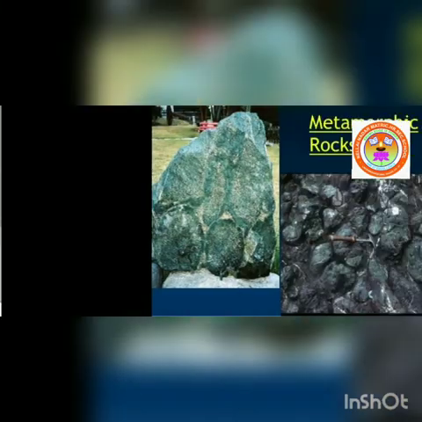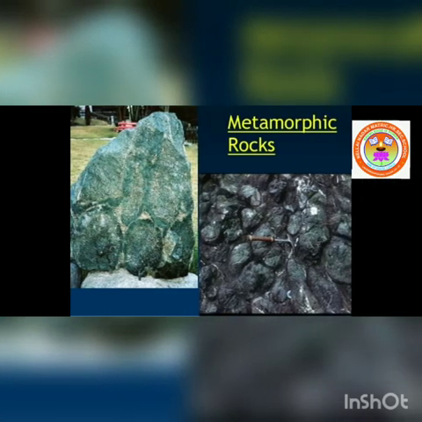Okay, children. Next, metamorphic rocks. The term metamorphic is derived from the word metamorphosis, which means change of form. When igneous or sedimentary rocks are subjected to extreme heat and pressure, they undergo a complete change in their form and character. That is, in course of time, granite may get transformed. Listen children, granite may get transformed to gneiss, basalt to schist, limestone to marble, and sandstone to quartzite. So these are examples of metamorphic rocks.